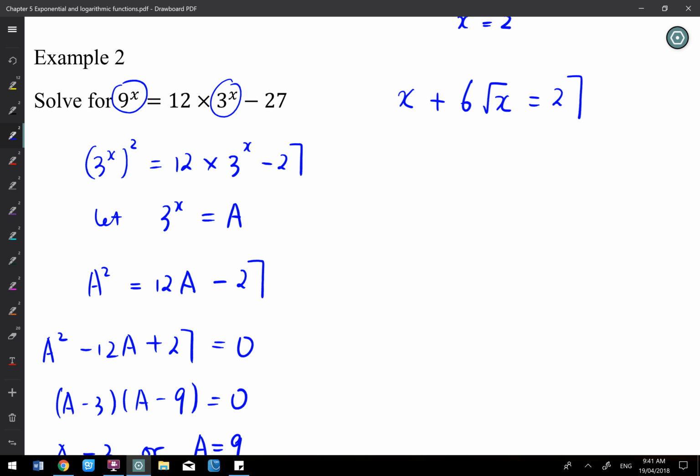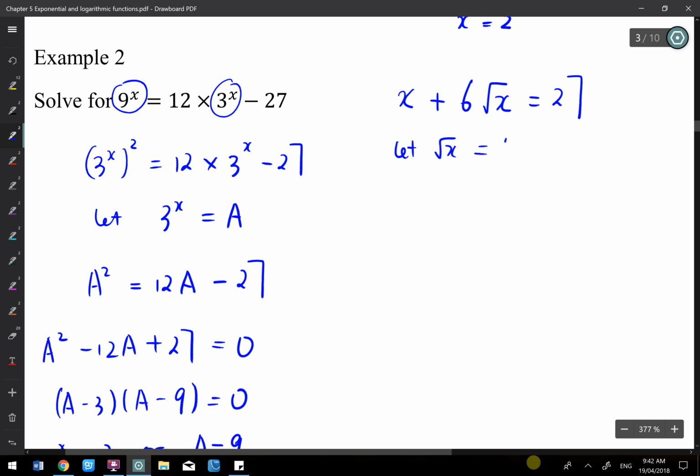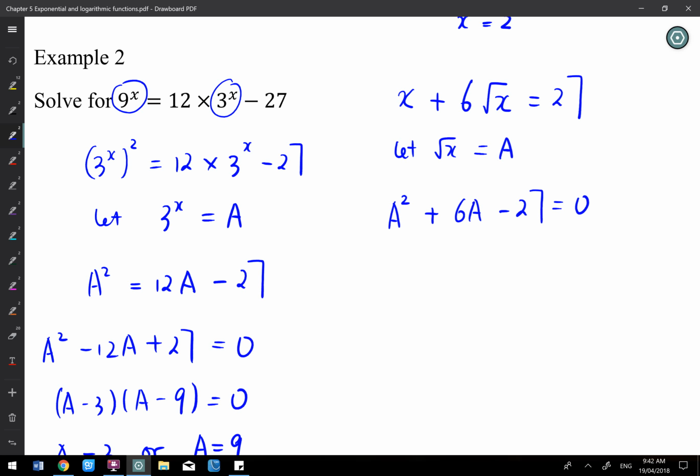So this one, you can see the two terms contain the variable. The x and root x is the square relationship. You square root x, you will have x, right? So that will belong to this type. We will let the smaller one become a. So x is actually a squared plus 6a minus 27 equals to 0. So it's back to a quadratic equation as well.